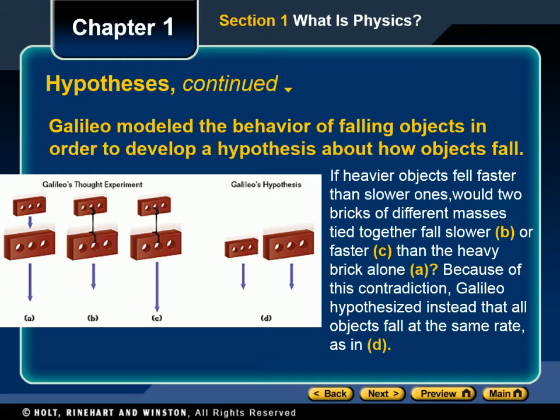When tied together, the heavier brick will speed up the fall of the lighter brick somewhat, and the lighter brick will slow down the fall of the heavier brick somewhat. Thus, the tied bricks should fall at a rate in between that of either brick alone, as in example B. However, the two bricks together have a greater mass than the heavier brick alone. For this reason, the tied bricks should fall faster than the heavier brick, as in example C. Galileo used this logical contradiction to refute the idea that different masses fall at different rates. He hypothesized, instead, that all objects fall at the same rate in the absence of air resistance, as in example D.